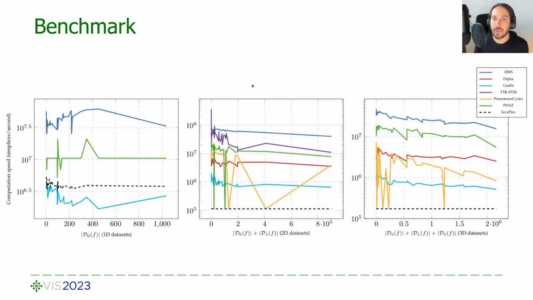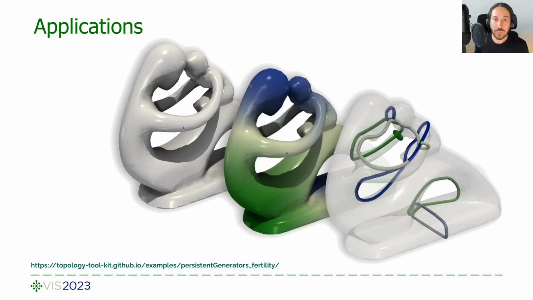So now we compare the computation speed as a function of the output size for 1D, 2D, and 3D datasets. And for all cases, when computing with 8 cores, our approach in dark blue provides the fastest computations. So since our approach explicitly grows the cycles when applying the standard algorithm, we can store them in order to later visualize the most persistent ones.